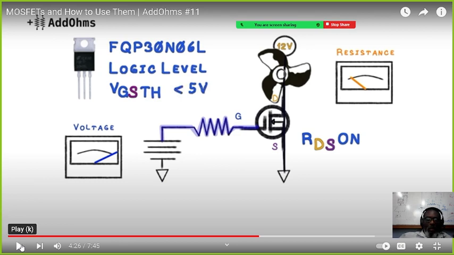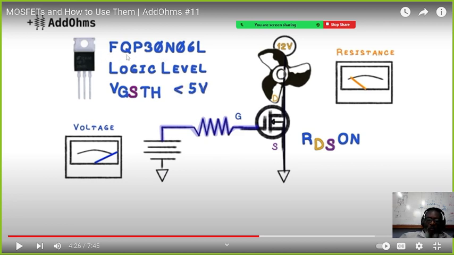In other words, not all FETs or MOSFETs are logic level. So if you want to control from the computer or from a logic gate, like an AND gate or a NOT gate, then you have to buy a specific type of FET.